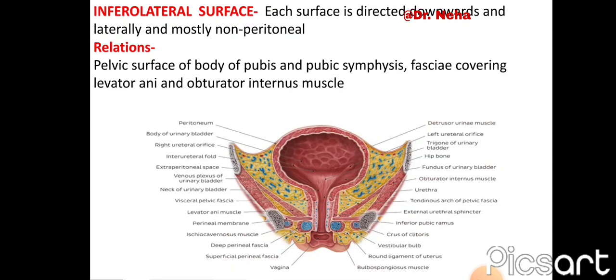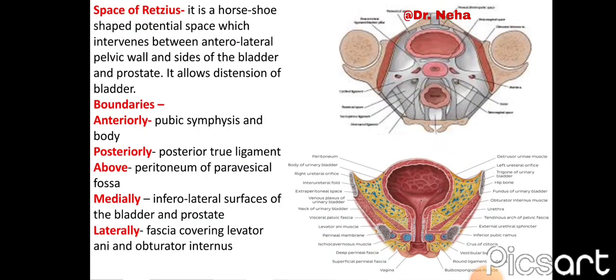The inferolateral surfaces: each surface is directed downwards and laterally, and mostly they are non-peritoneal. The relations on this: we can see the pelvic surface of the body of the pubis and pubic symphysis, also the fascia covering the levator ani and the obturator internus muscle. Then the space of Retzius. This is a horseshoe-shaped potential space which intervenes between the anterolateral pelvic wall and the sides of the bladder, as we can see in the diagram. It allows distension of the bladder.